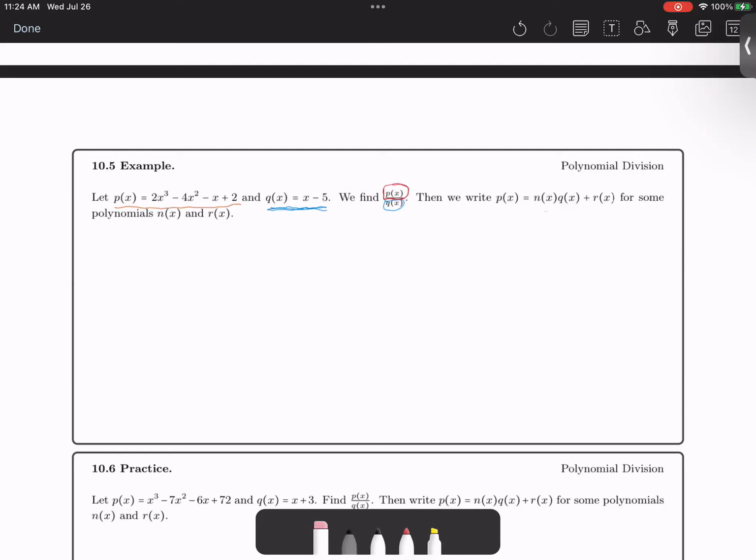Okay, so let's work on this division first. If you want to divide q of x into p of x, the long division notation was this. Right, the dividend goes inside the garage, the divisor goes on the outside of the garage. So we are going to take q of x, which is, in fact, we're going to need a lot of room. So I'm going to take x minus 5, and I'm going to put p of x inside the garage.